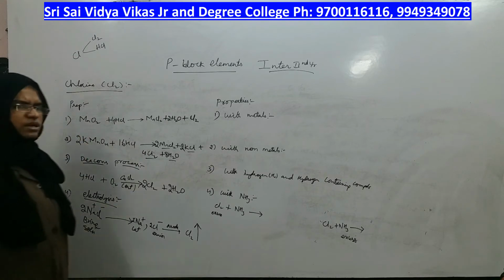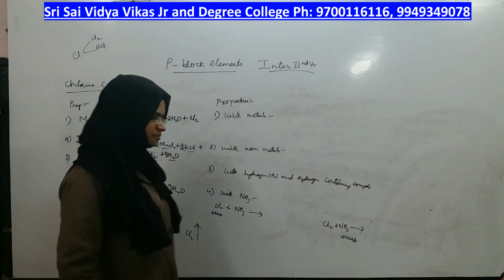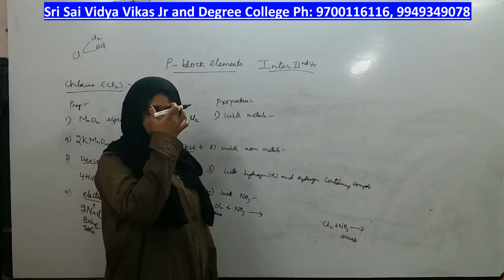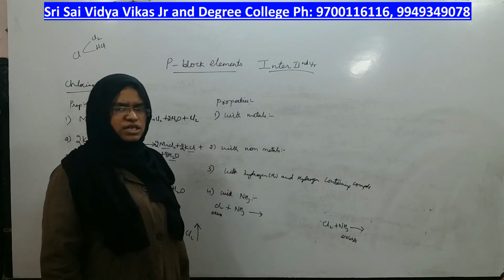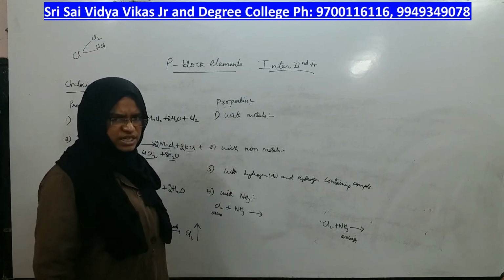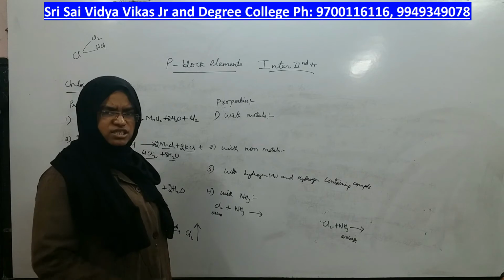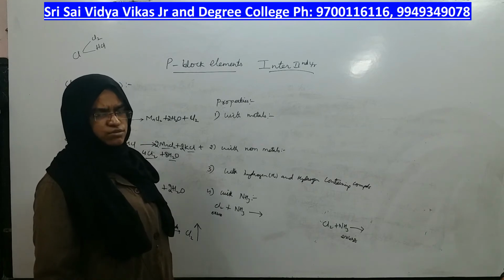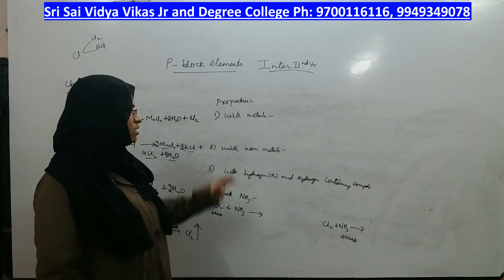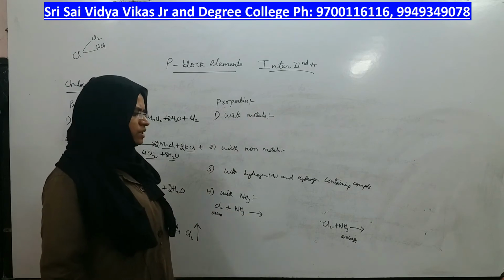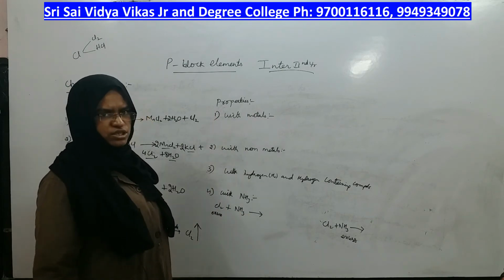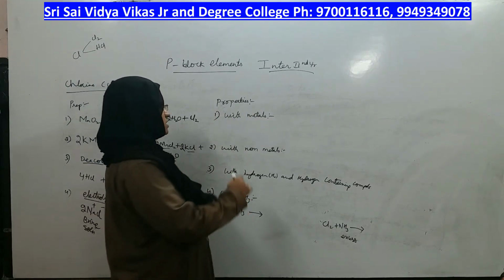Now let us look at the properties of chlorine. It has so many different types of properties because it is very versatile. It can react, and halogens are very reactive. It reacts with almost all the elements of the periodic table. So you will get different properties of halogens, or in fact chlorine. What is the first property?